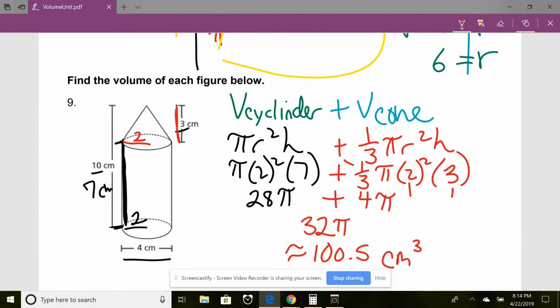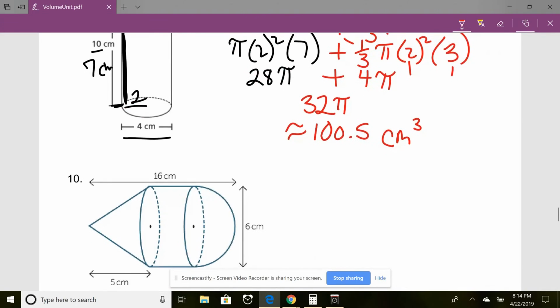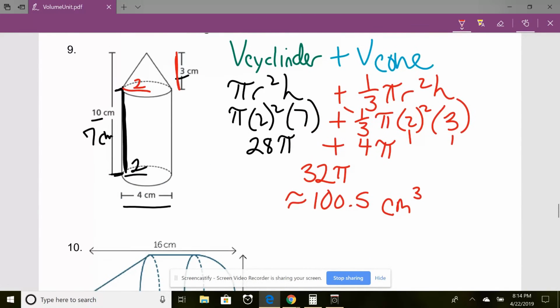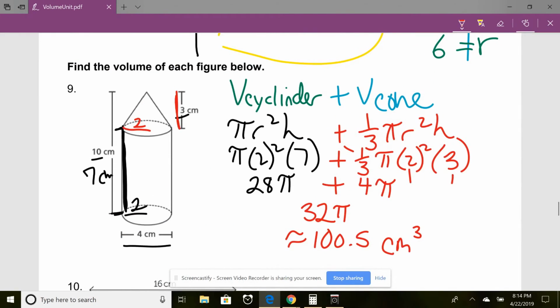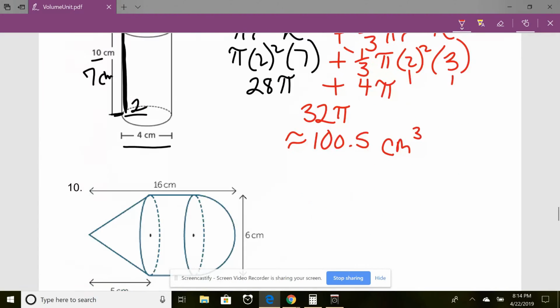So depending on what the question says, these are not specific, but you could either leave it in terms of pi or round it to the nearest 10th or 100th, but I just did the 10th. Okay, so you basically have to figure out what figures are in each diagram.